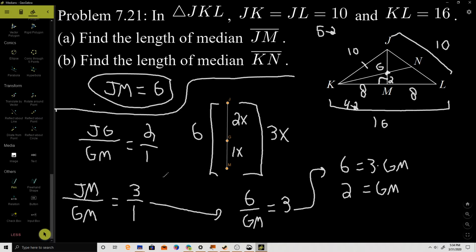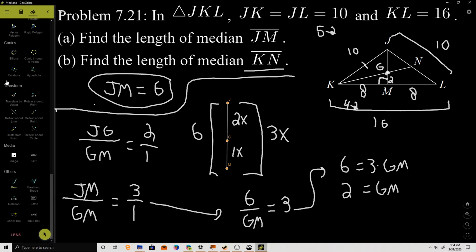Now, what is all this for? Because we already found JM. Why am I still working with it? Well, I have to find KN. And part of KN is KG. And using the ratios that I was just describing, once I find out what KG is, I can find the entirety of KN. So, let's find out what KG is.